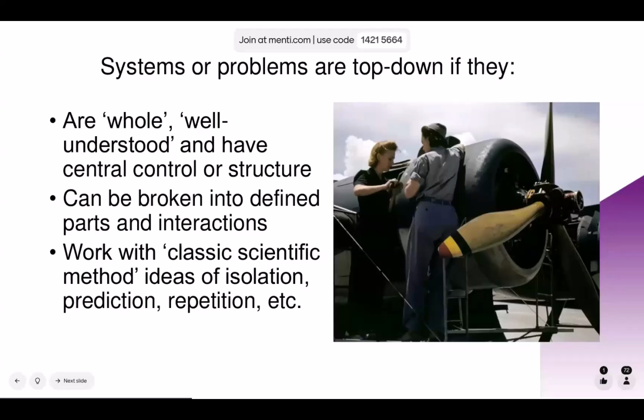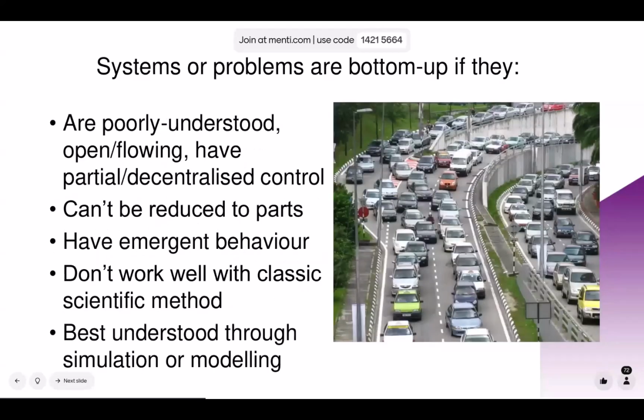In contrast, bottom-up systems are poorly understood, have open or flowing boundaries. They have partial or decentralized control. They cannot really easily be reduced to parts. They have emergent behavior. They don't work well with the classic scientific method, and they are best understood through simulation or modeling. So a classic example of a bottom-up system are ecosystems or traffic.